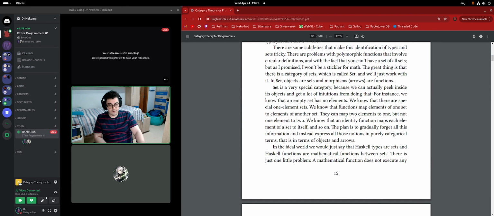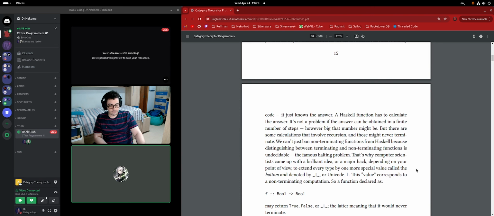And he's saying here that for now we have the privilege to know what is within those sets, but ideally we're going to forget about them a little bit later. Yeah. Category theory doesn't care about the details. It only cares about how the parts relate to each other.